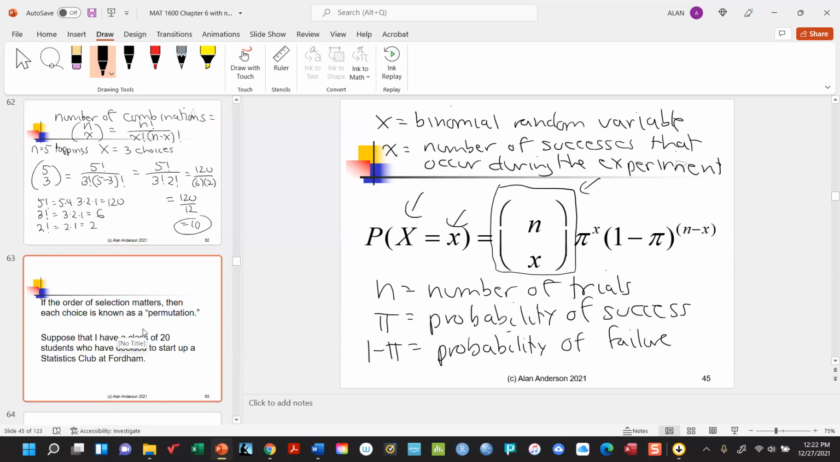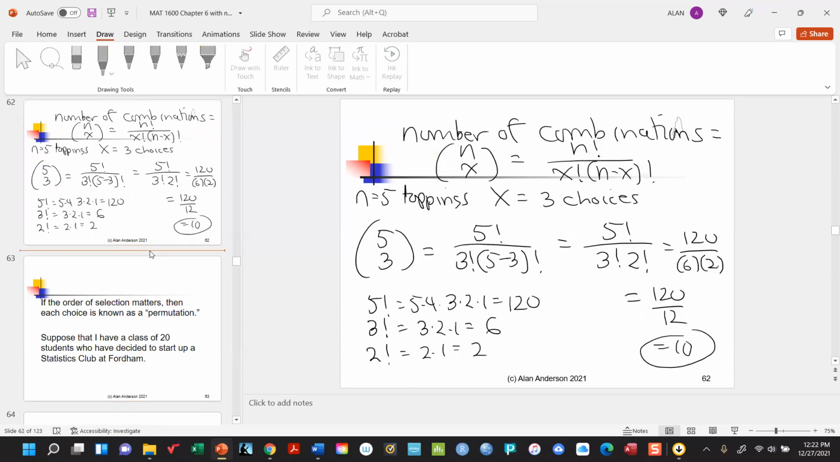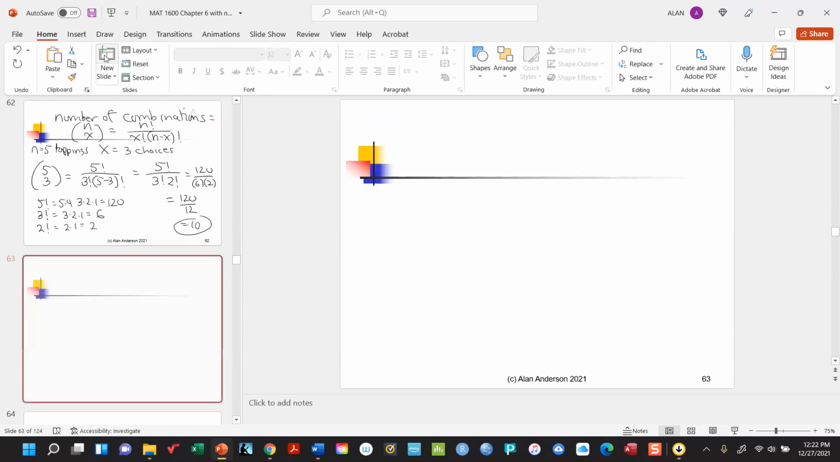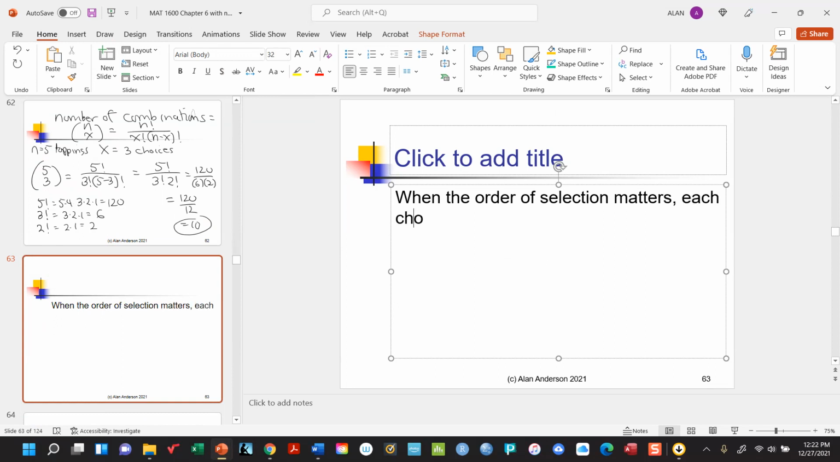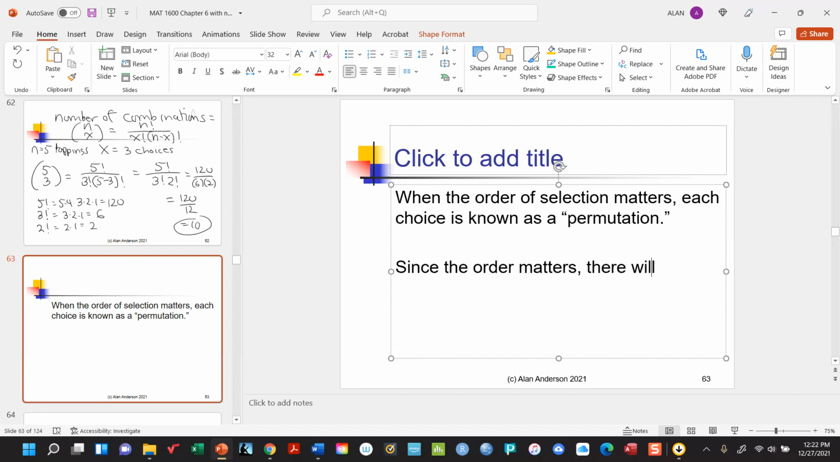Well, that's a different situation altogether. I'll just throw this in here. I'm not going to need it in this chapter. I just want to mention it. When the order of selection matters, each choice is known as a permutation. And the number of permutations has its own formula. And since the order matters, there will always be more permutations than combinations.